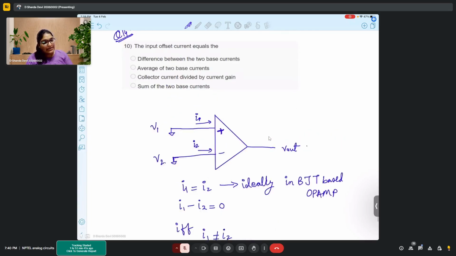So here it asks, what is the input offset current? Is it the difference between two base currents, the average of two base currents, collector current divided by the current gain, or the sum of two base currents? The answer is the difference between the two base currents. So the input offset current is the difference between the two base currents. Is this clear to everyone? Any doubts in the offsets? No, ma'am.